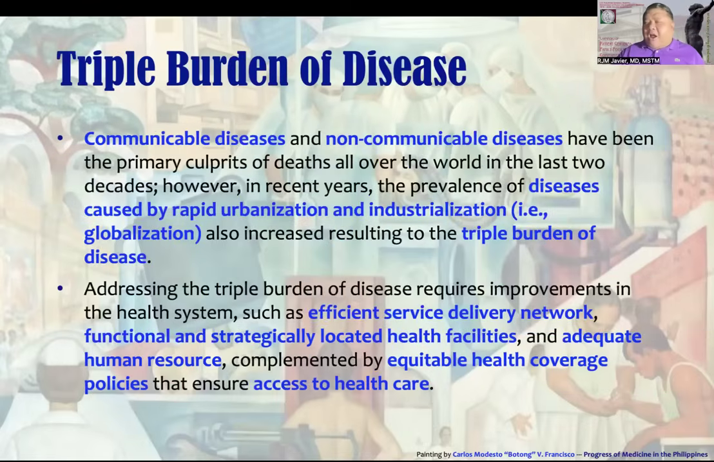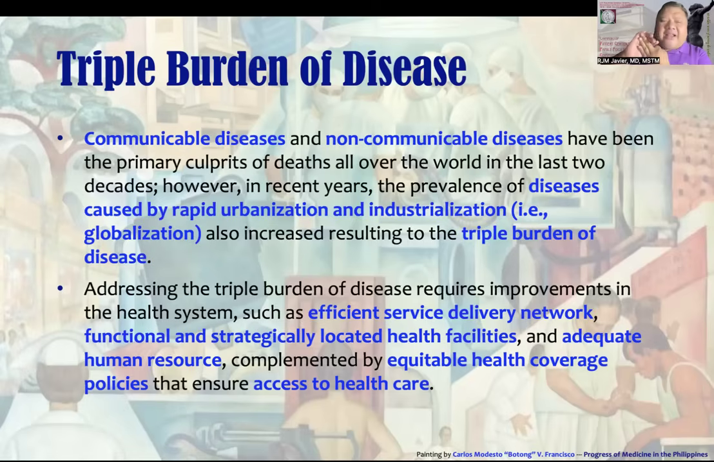Then the last concept we talk about, the triple burden of disease. We first heard of the triple burden of disease during the term of then Secretary of the Department of Health, Dr. Jean Pauline Obiao. Dr. Obiao said that there was a shift from the double burden to the triple burden of disease. When you say triple burden of disease, there is an increase in the number of your communicable and your non-communicable diseases, as well as diseases of rapid urbanization and industrialization.